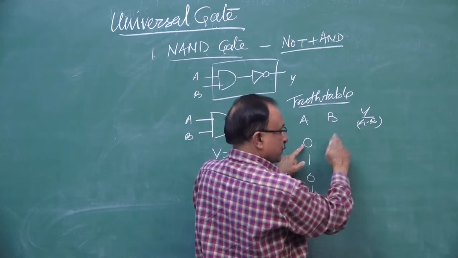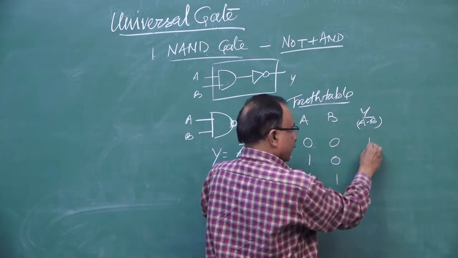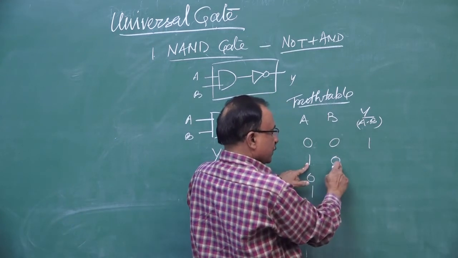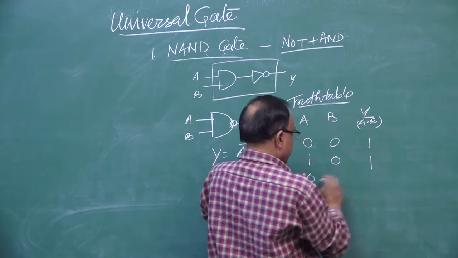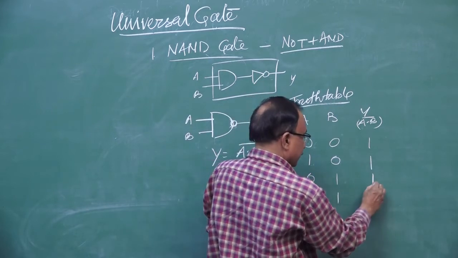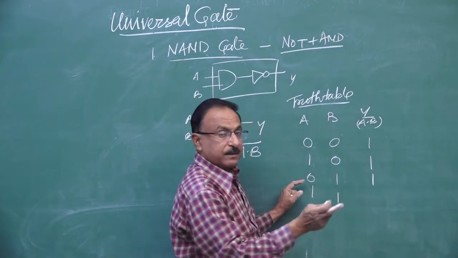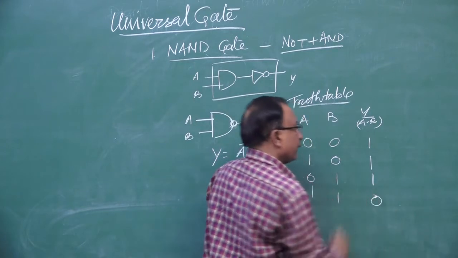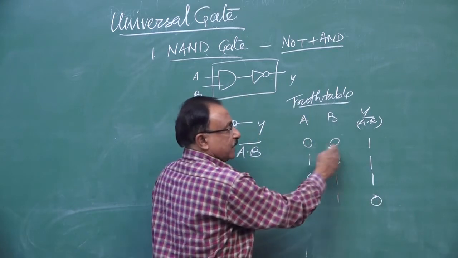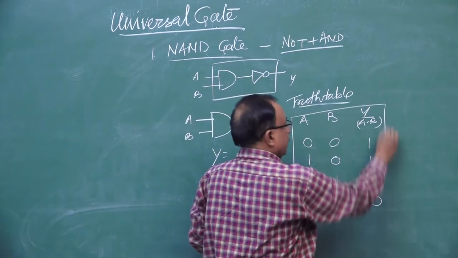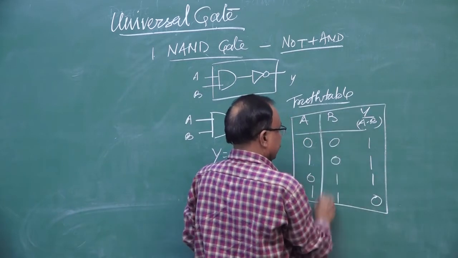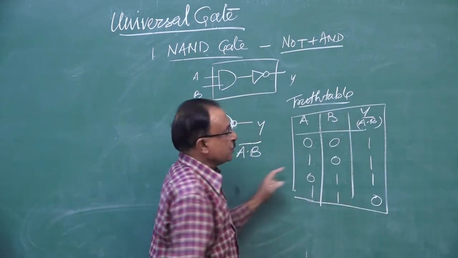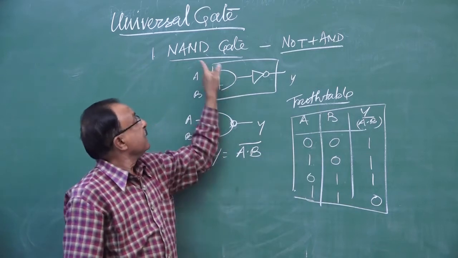0 into 0 is 0. NOT of it is 1. 1 into 0 is 0. NOT of it is 1. 0 into 1 is 0. NOT of it is 1. 1 into 1 is 1. The invert of 1 is 0. So that is the output. It is just the invert of that of the AND gate. This is the truth table of the NAND gate.